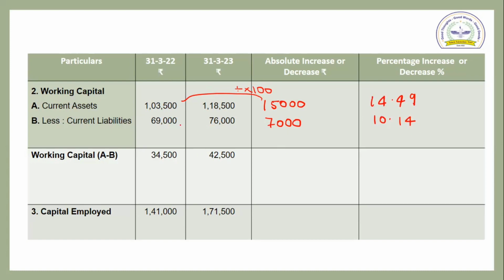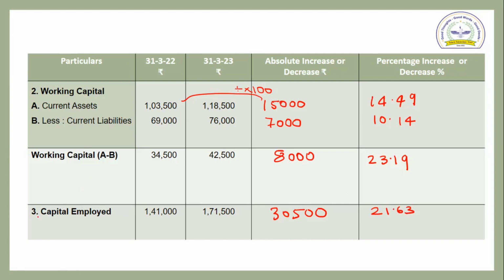Now look here, students. This is the difference. 34,500 and 42,500. The difference is 8,000 rupees, students. So here I am writing 8,000. Now 8,000 divided by 34,500 is 23.19%. Now here 1,41,000 and 1,71,500. The difference is 30,500. Yes, 30,500 divided by 1,41,000 multiply by 100. So we are going to get 21.63%, students.